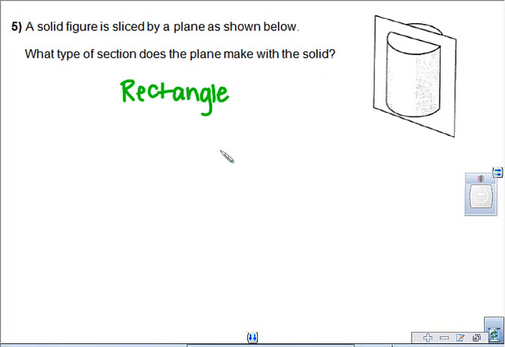Okay, so this is just kind of one of those visual, if I opened it up, what would I see? And sometimes the plane may cut across this way, and if the plane cut across this way and you opened it up, you would see a circle. So you have to make sure you're paying attention to which way it's being sliced and how you would have to open it up.